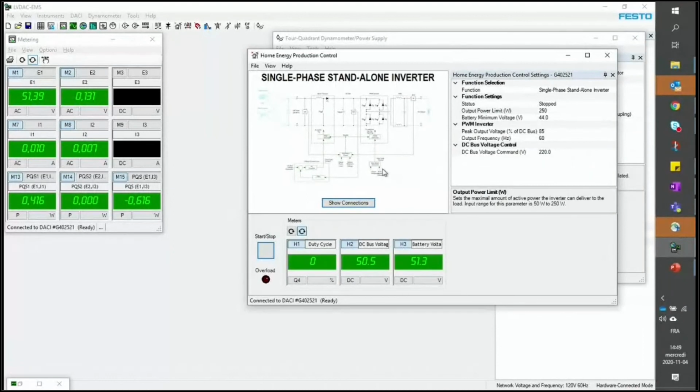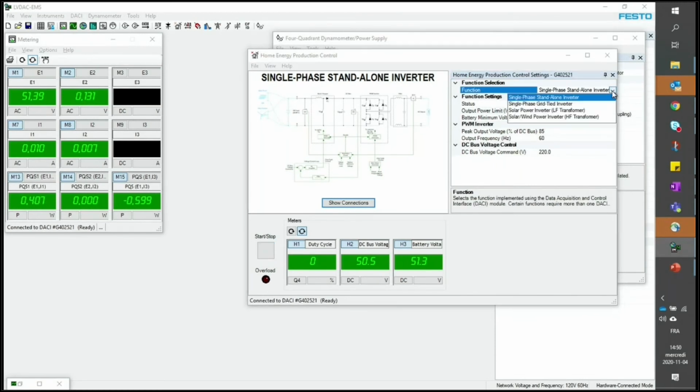Let's look at our home energy production control. This window allows me to control the data acquisition and control interface module and tell it which function I want it to implement. Right now I'm telling it to implement a single phase standalone inverter function, but again, this is only 1 out of 4 different functions available for the home energy production course. And there are many more function sets available with this unit, depending on which course you buy.